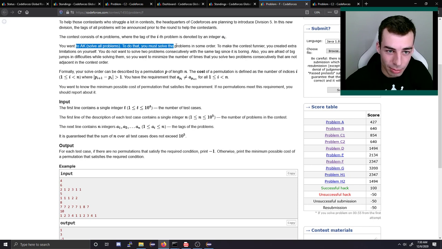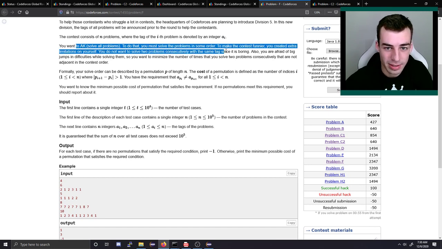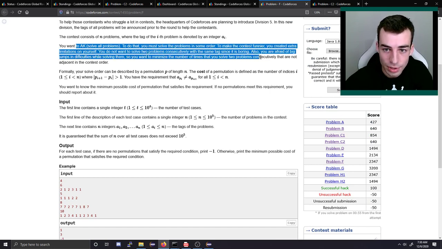You want to solve all problems. To do that, you must solve the problems in some order. Included in extra limitations: you do not want to solve 2 problems consecutively with the same tag. Since you're afraid of big jumps in difficulty, you want to minimize the number of times you solve 2 problems consecutively that are not adjacent in contest order.